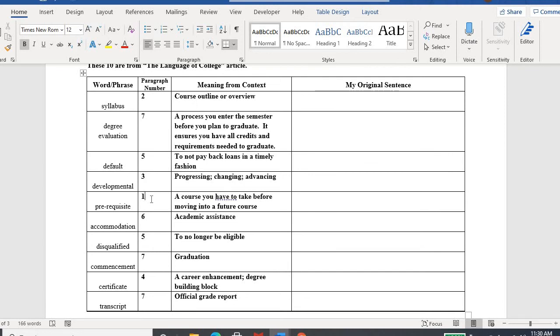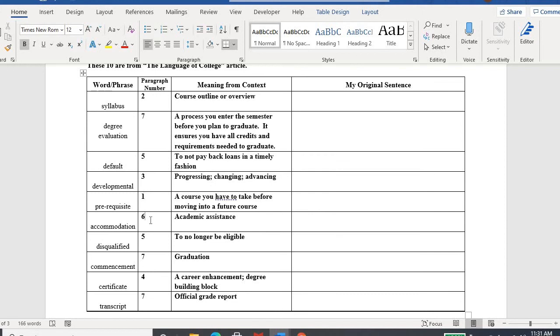Prerequisite in paragraph 1. Pre, the prefix pre, means before. So it's a course you have to take before moving into a future course. This class is a prerequisite for, let's say, psychology, sociology, many different classes. And that's why you'll also see this class is labeled as a 102. You'll also see classes that are 200 level, so you often have prerequisites for those classes.